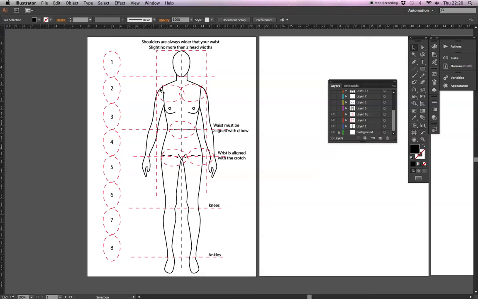So that's what I said. If your hips are broader than your shoulders, you're going to end up with a body that's not in proportion.